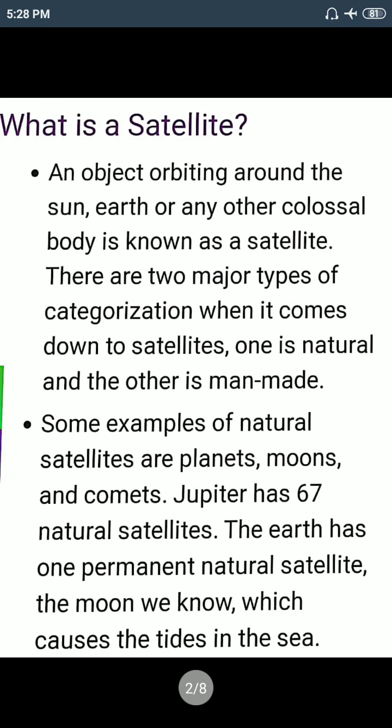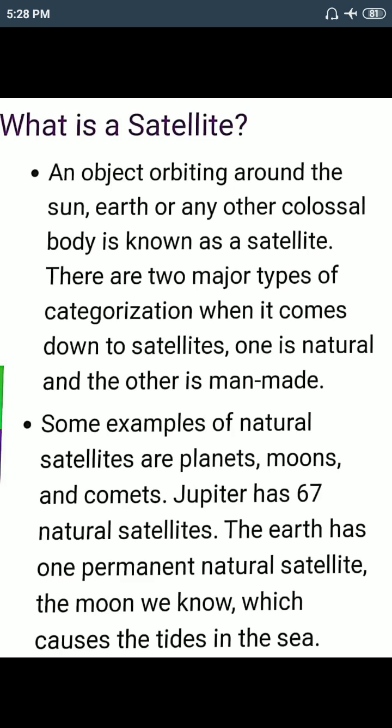In this way, you can also define it: an object orbiting around the sun, earth, or any colossal or celestial body is known as a satellite. There are two major types of satellites: one is natural and the other is man-made.